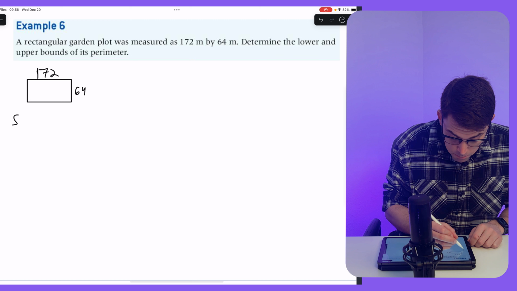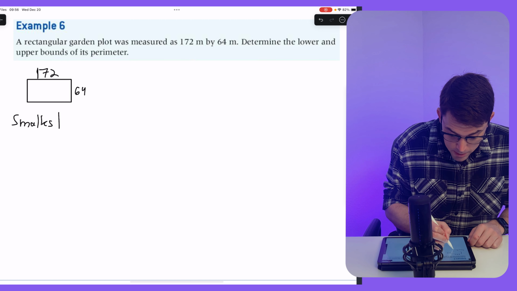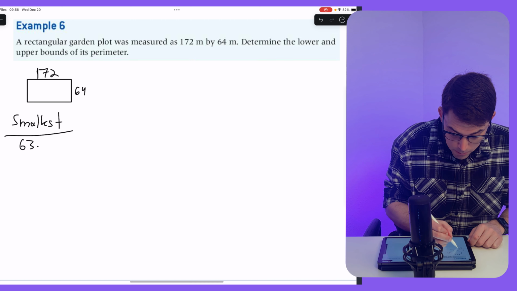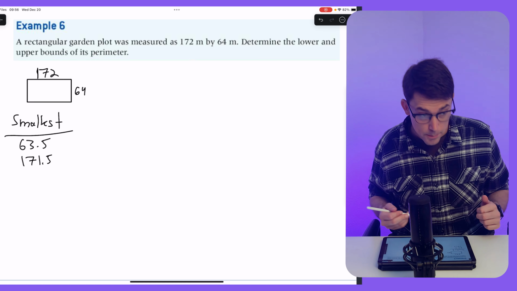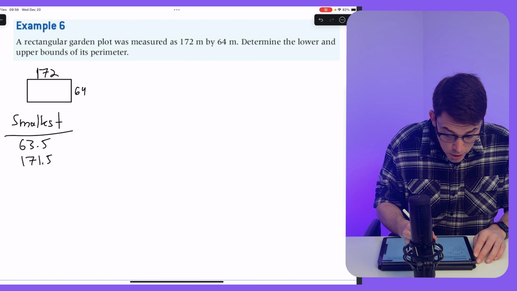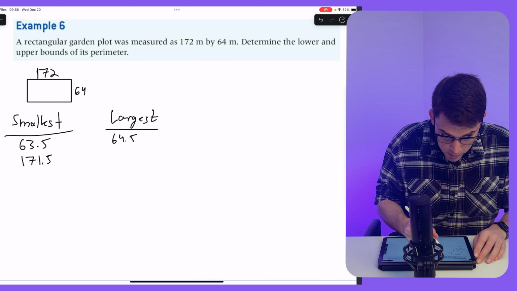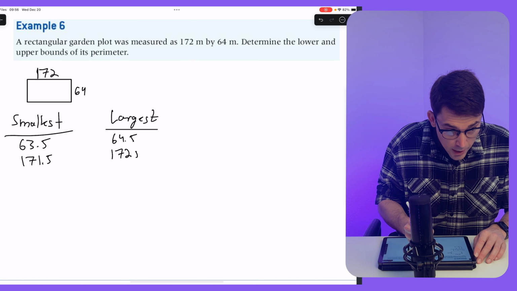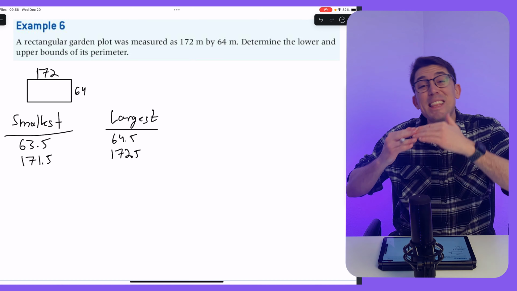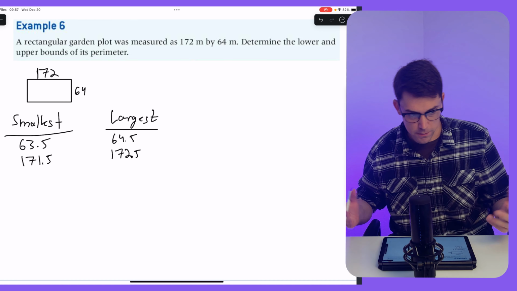Now, the smallest that these dimensions can be is going to be 63.5 and 171.5, because that's going to round those up. And then the largest they can be is going to be 64.5 as well as 172.5, remembering that it does have to be less than those values, not equal to those values.